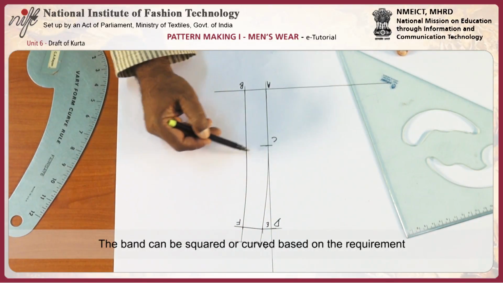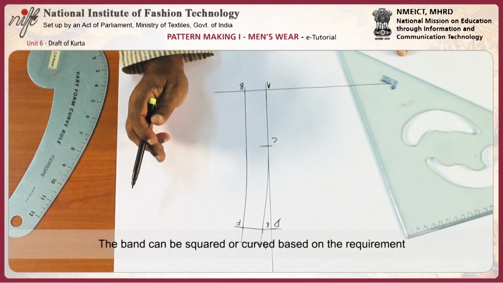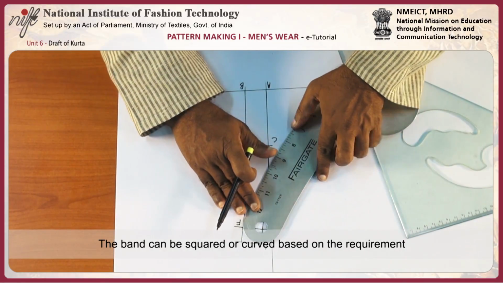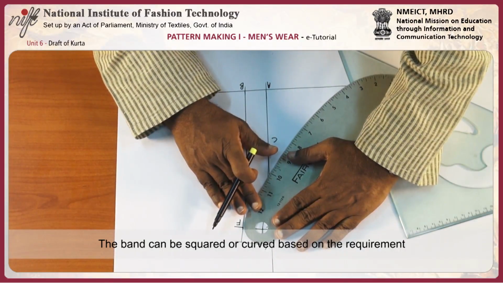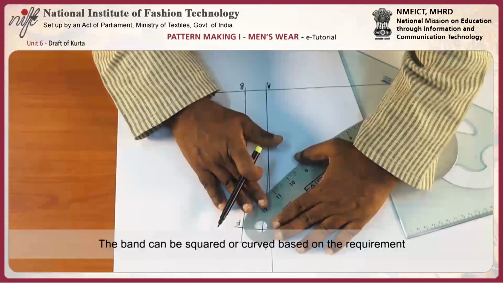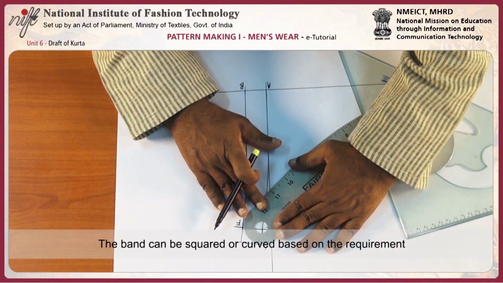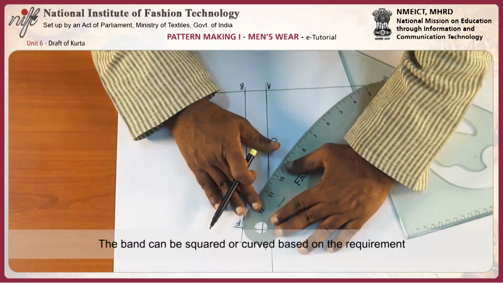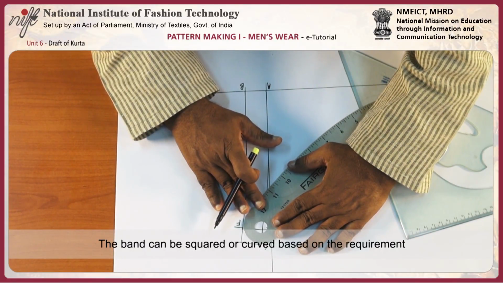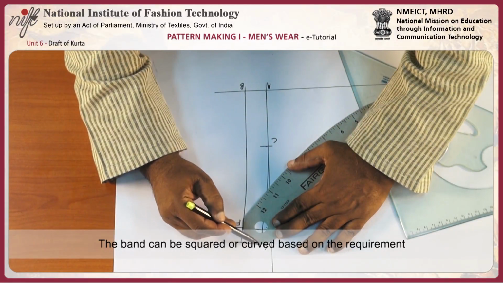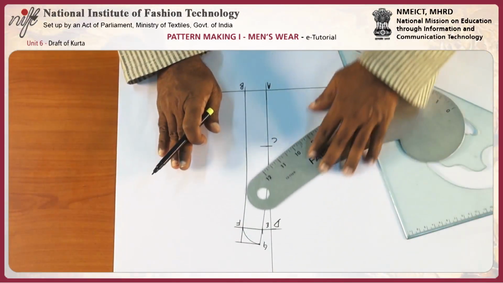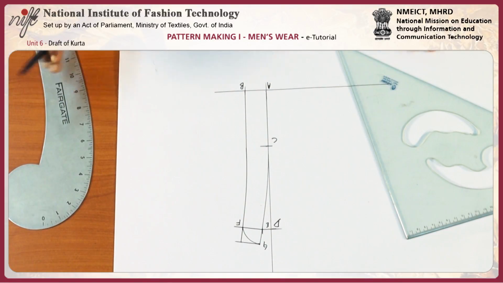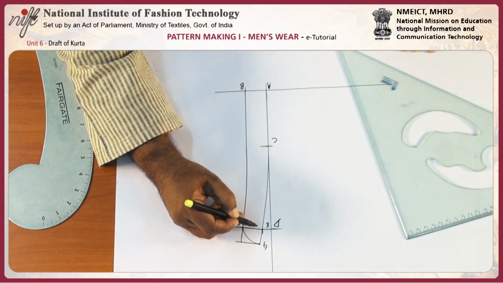This band can be kept square or it can also be curved in case it's required. It depends upon the requirement. Remember, this should be a right angle.